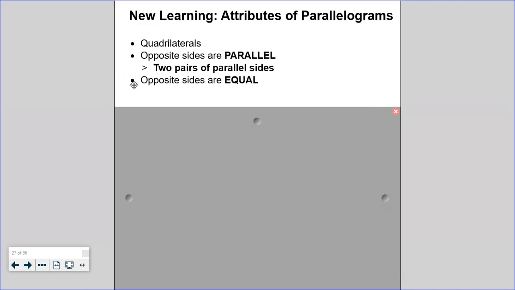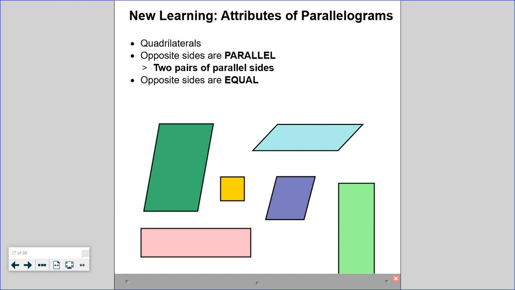So, what are parallelograms? You've just learned that parallelograms as a category can include squares, rectangles, and rhombuses. Parallelograms are quadrilaterals. They have to have 4 sides. Opposite sides are parallel, or another way of saying that is there are 2 pairs of parallel sides, and the opposite sides are also equal. All 4 sides don't have to be equal, but the opposite sides must be equal. So here are a bunch of examples of parallelograms. Even though these shapes are all a little bit different, they are all quadrilaterals. All of them have 2 pairs of parallel sides. And all of them have opposite sides that are equal.